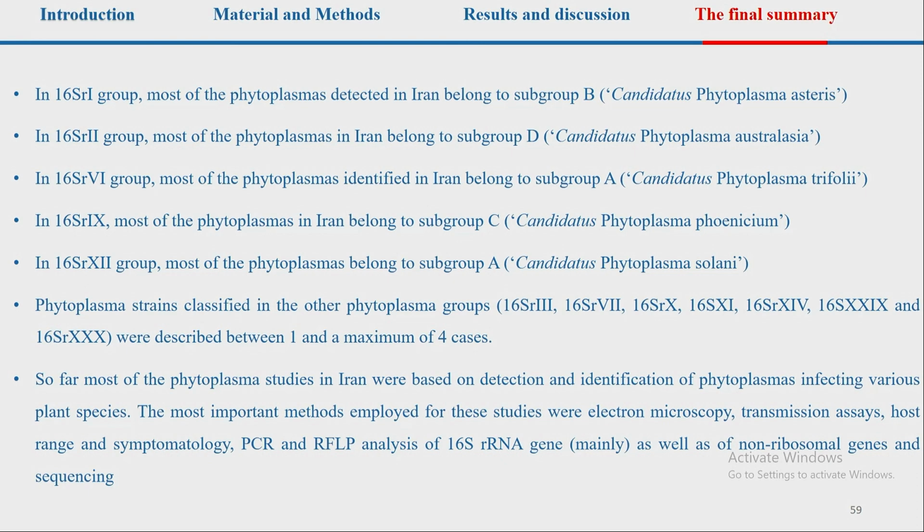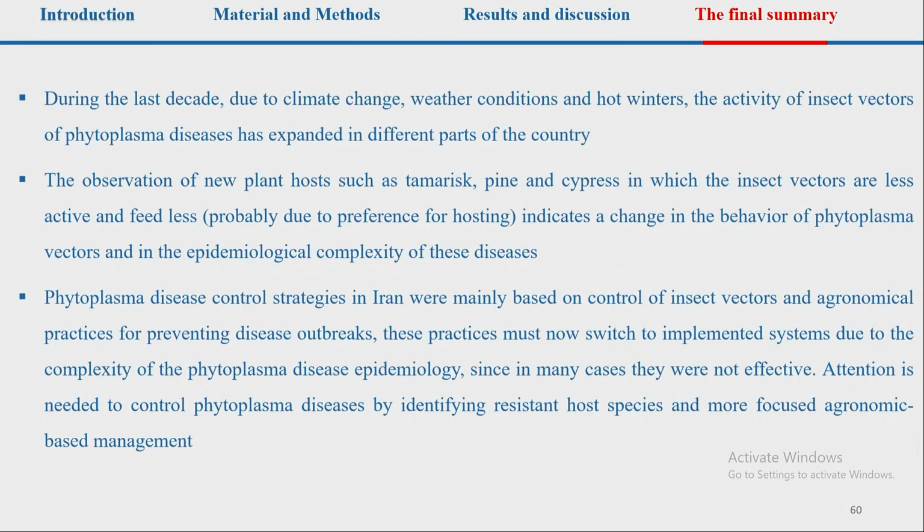And so far, most of the phytoplasma studies in Iran were based on detection and identification of phytoplasma infecting various plant species, and the most important methods employed were biological and molecular study, as well as non-ribosomal genes, mainly PCR and nested PCR of the 16S ribosomal RNA gene.